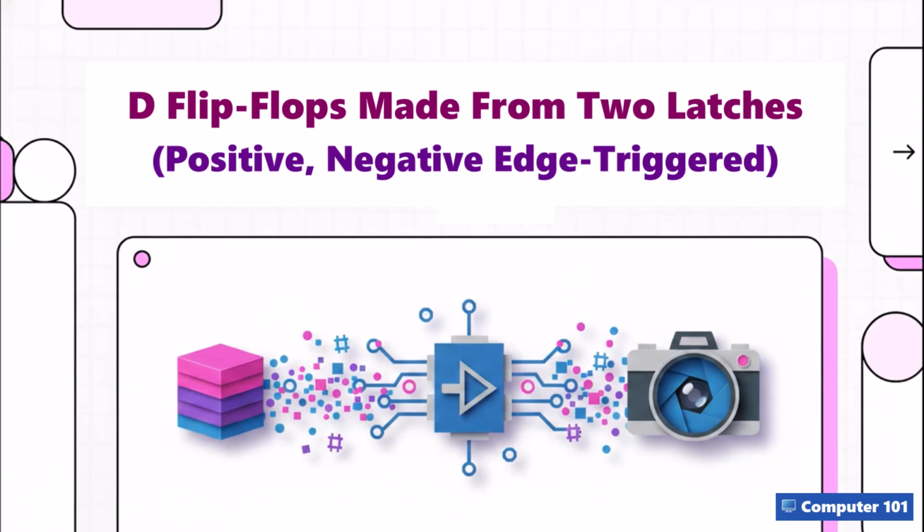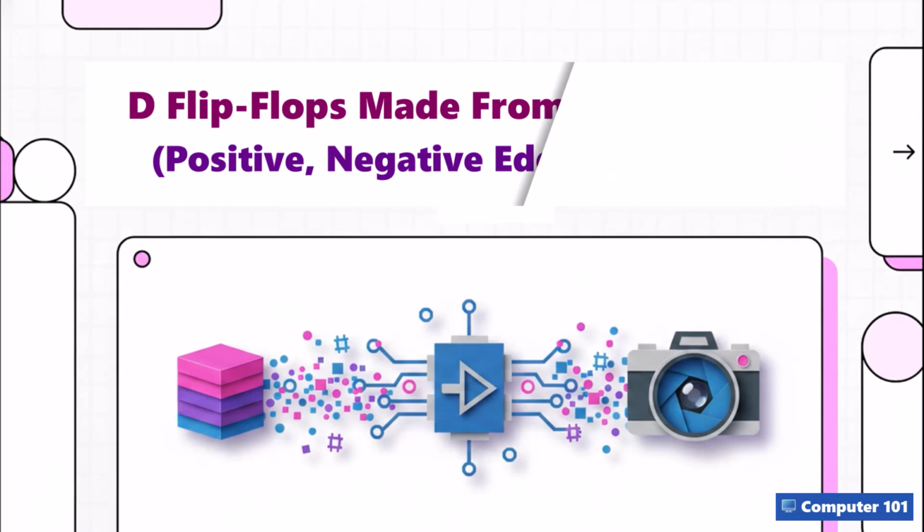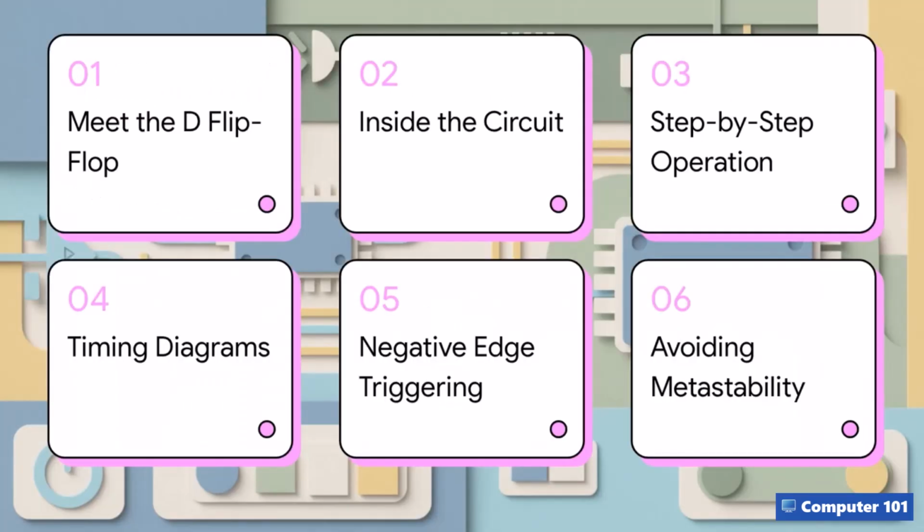Now, if you're totally new to sequential logic, you are in exactly the right place. We're keeping things step by step. By the end of this explainer, you're going to understand precisely how this microscopic mechanical camera captures data in slow motion. To make this super easy, here's our roadmap. We'll meet the D flip-flop, pop the hood to look inside the circuit, break down its step-by-step operation, read the timing diagram, check out negative edge triggering, and finally cover how to avoid metastability.